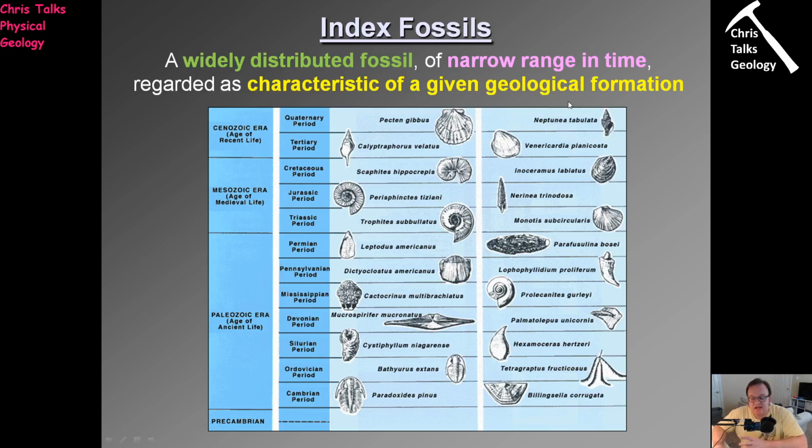So these index fossils are really helpful because they're all over the place. We know they only occurred for a very, very limited period of geologic time. So that means we can date the rock very, very effectively. And we can use them to essentially characterize certain geologic formations. So, for instance, the appearance of this fossil is a good indicator of Devonian age rocks because it occurred just in the Devonian.